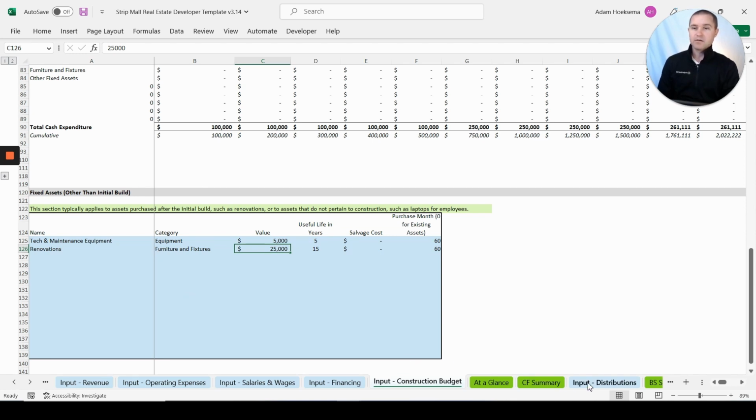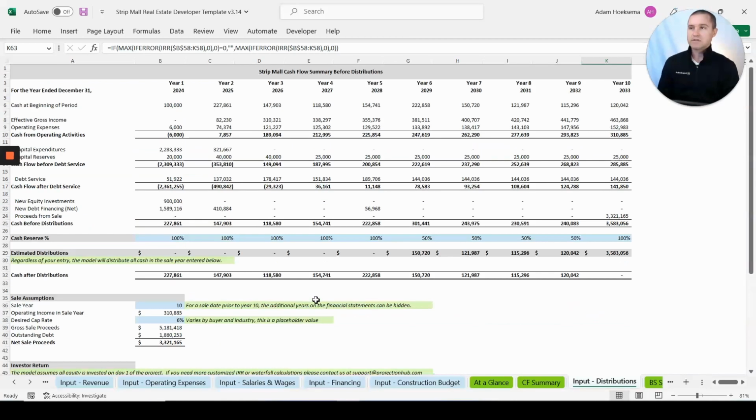Okay, now let's go to our input distributions tab just to see, after we've done all of this, what does this look like for our investors? You can see that this is going to model our cash flow, right? And so you can see your cash before distributions at the end of each year. And then maybe early on when cash is tight, you need to hold on to all of that cash for operations. But then at some point you might say, well, we really don't need to hold on to all of this cash. We can distribute some of it.